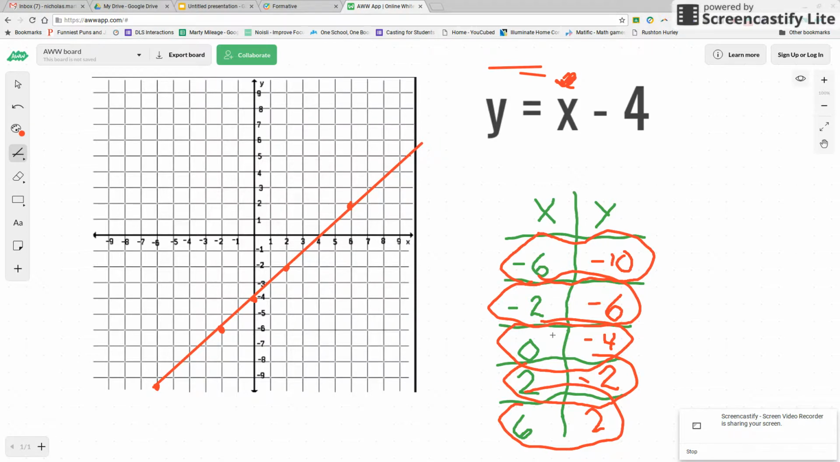Now, I plotted about 5 points. That's probably good for what you need. I'd make sure you at least plot 4 or 5 points with every function. So you're going to get a couple of functions now. Your job is to make a table, plot those points, and then put that line in there, because our goal is graphing that line. All right, good luck.